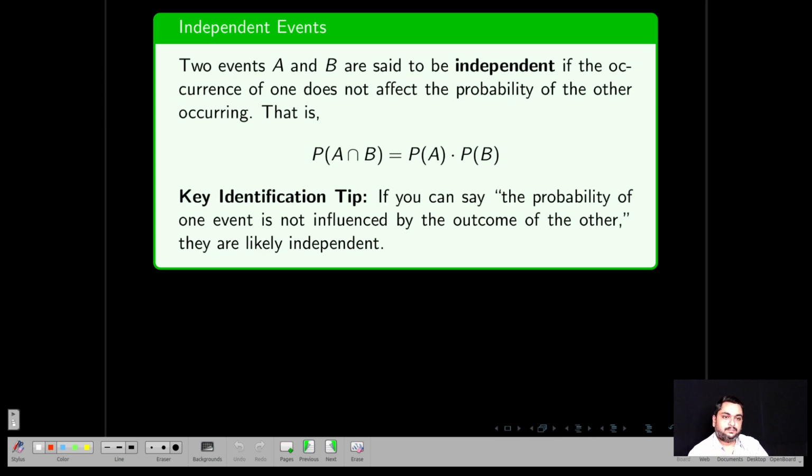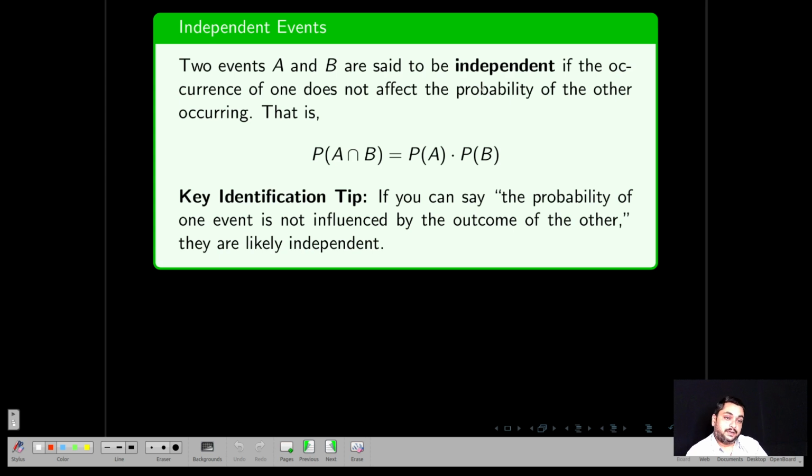Now there's one more thing. Many students get confused in the problems when they have to identify mutually exclusive and independent events. Mutually exclusive means that in a single experiment you cannot have both occurrences. A and B cannot occur together. Then it's mutually exclusive.